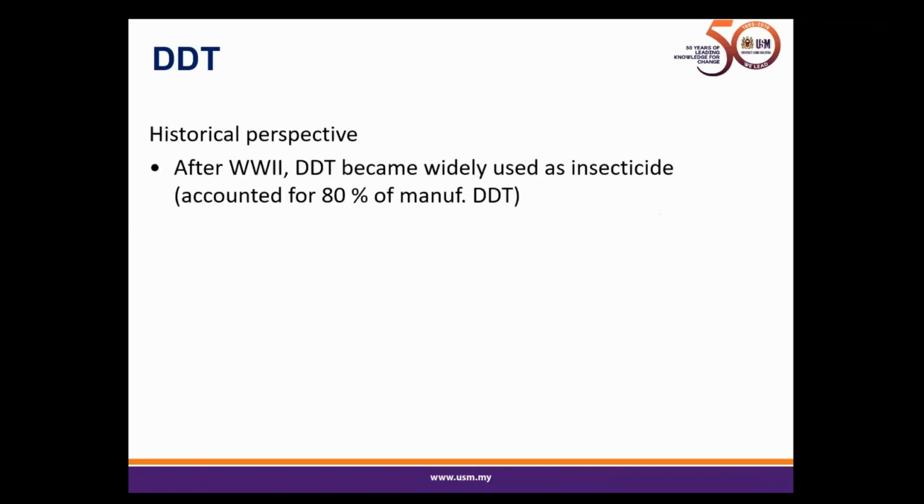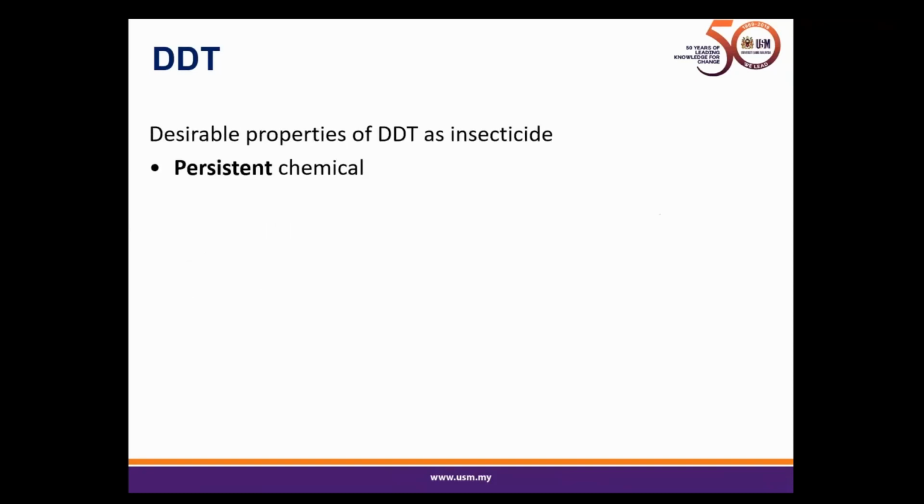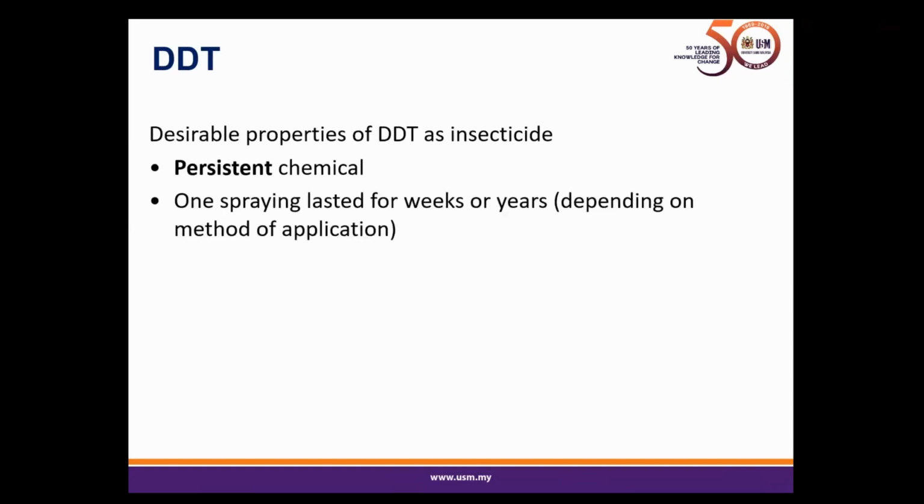Previously it was used to control insect-borne disease, and then slightly after World War II, it was used as an insecticide for crop production. Okay, it was used widely in agriculture. Why is it widely used? Because it is persistent, it's very stable under degradation, and once sprayed, it will last for weeks or years. So that is why the farmers like it very much, because they don't have to apply pesticides so often. One spray can last for weeks, months to years.